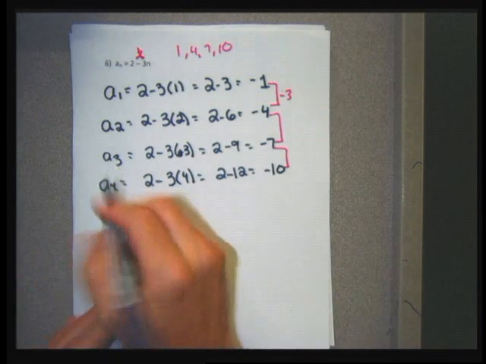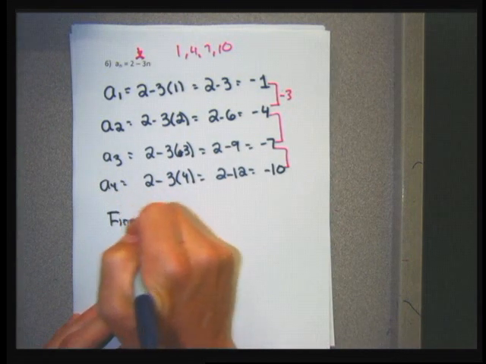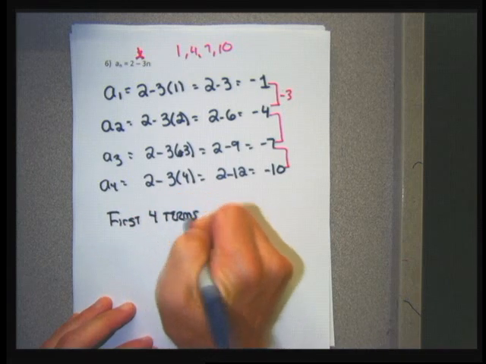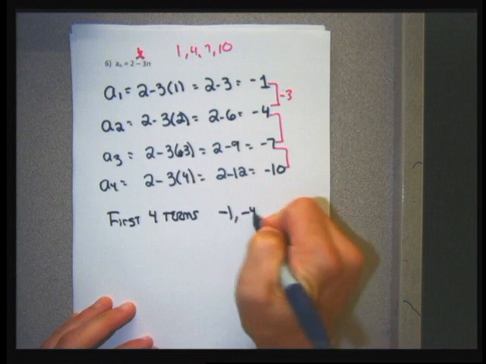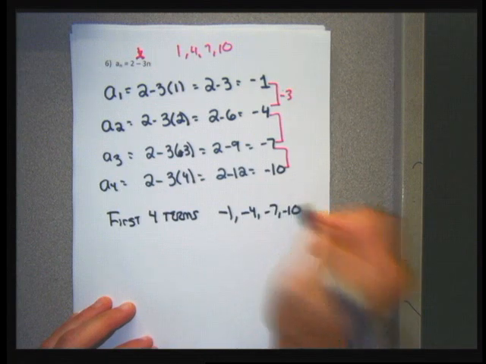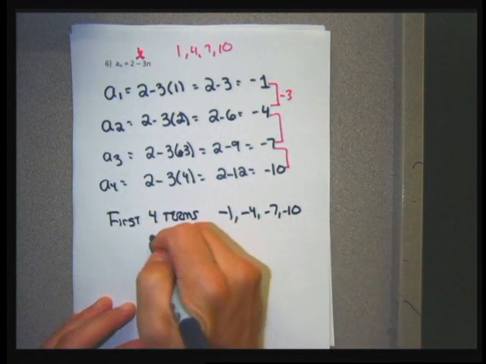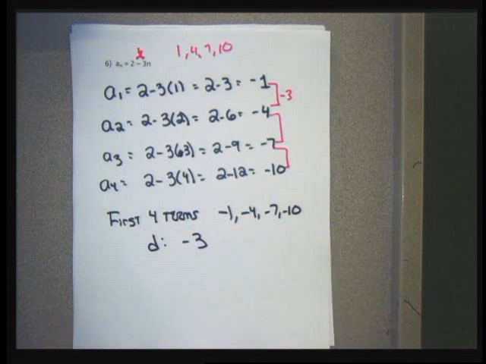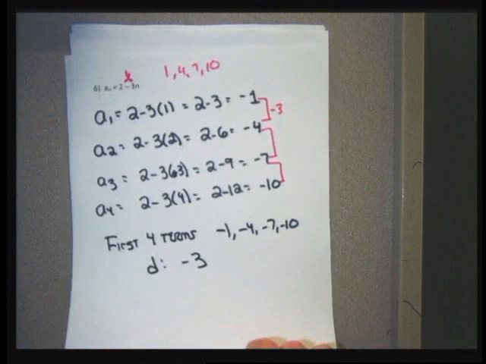So for this particular problem, the first 4 terms are negative 1, negative 4, negative 7, and negative 10. Because the numbers are getting smaller, the common difference d, we attach a negative sign to, and I'll say it's negative 3. For some reason, I didn't leave myself room to do problem 8, so I'll put problem 8 on its own piece of paper.